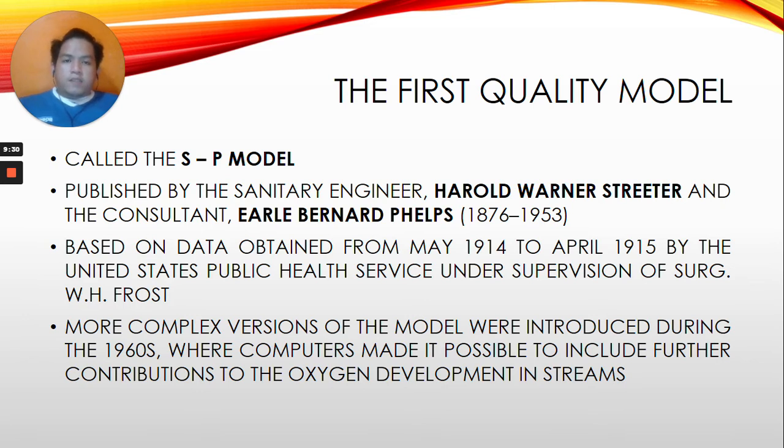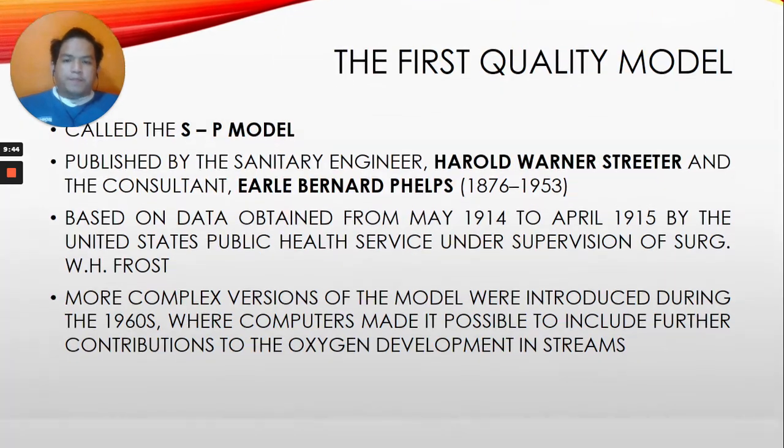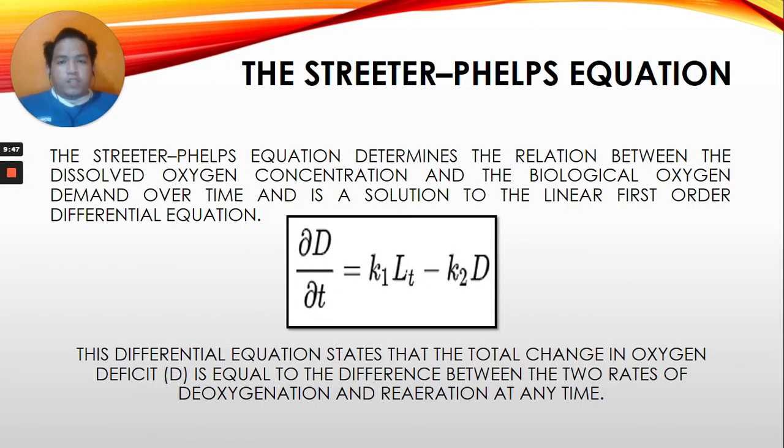And as the years went by, more complex versions of the model were introduced during the 1960s, where computers made it possible to include further contributions to the oxygen development in streams. So this is the first model, the SP model or the Streeter-Phelps model, and this is their equation. The Streeter-Phelps equation determines the relation between the dissolved oxygen concentration and the biological oxygen demand over time and is a solution to the linear first-order differential equation.